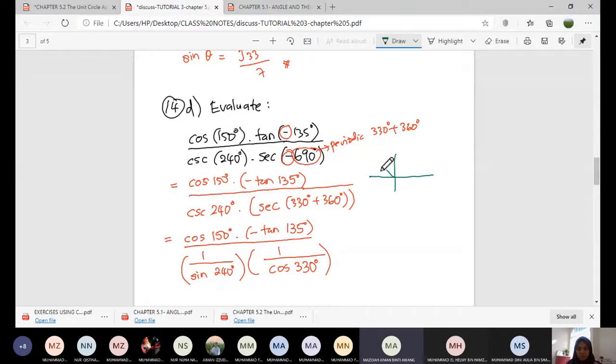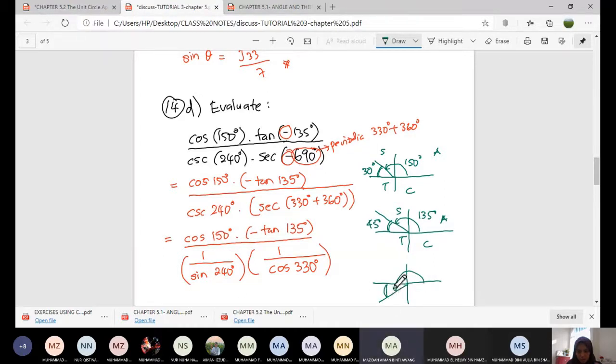150 is in the second quadrant. The reference angle is 30. Next, 135. 135 is also in the second quadrant. The reference angle is 45. Next, 240. It is in the third quadrant.